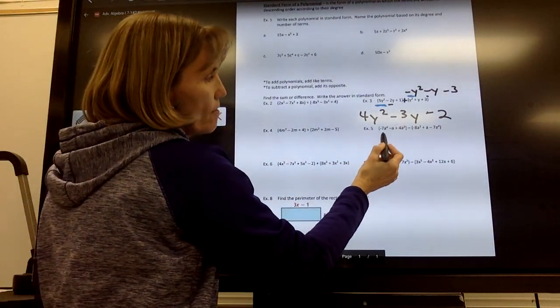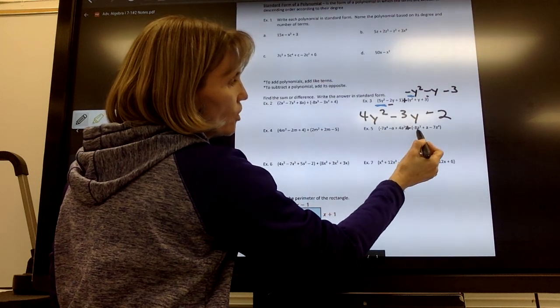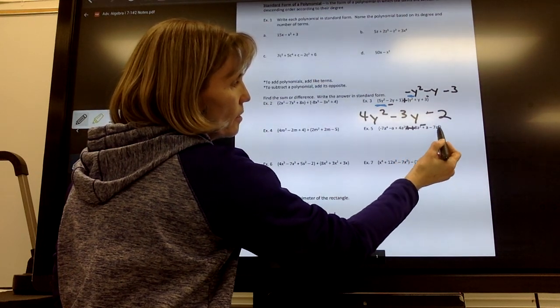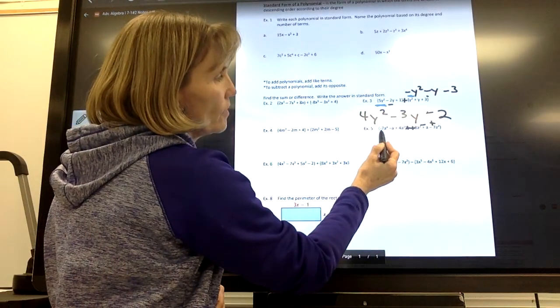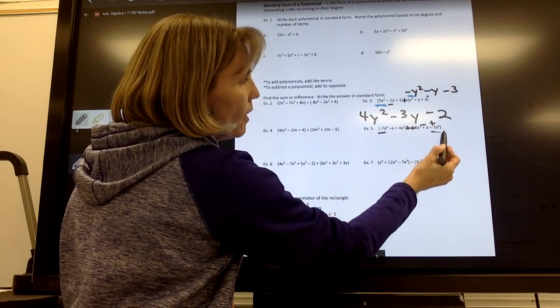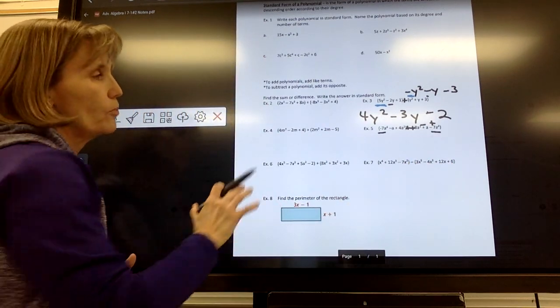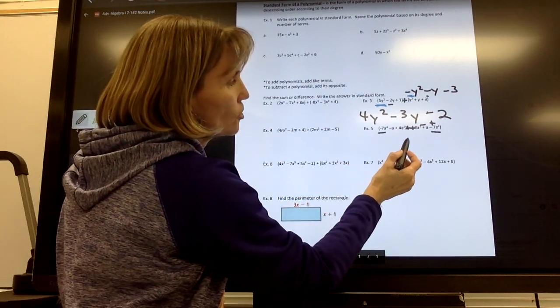Okay, with number 5, if I do leave and I change this to addition, then I have to change the signs that follow. That's going to become plus, that's going to become minus, that's going to become plus. So I have a negative 7a to the fourth, and I have a positive 7a to the fourth. Those are going to add up to 0. So don't put anything there. Don't put 0a to the fourth. It's gone. Those cancel each other out.